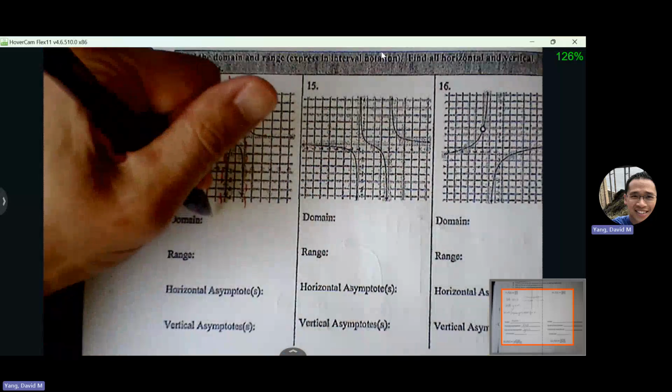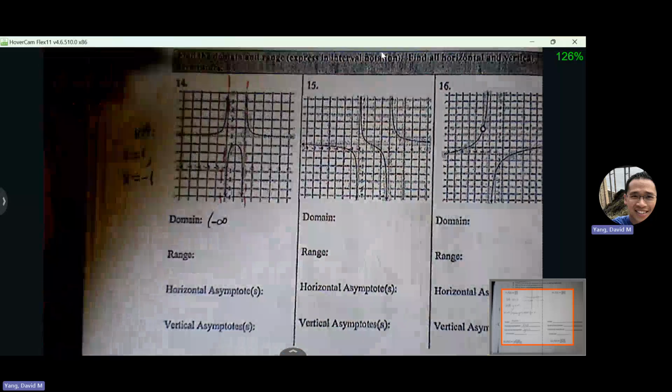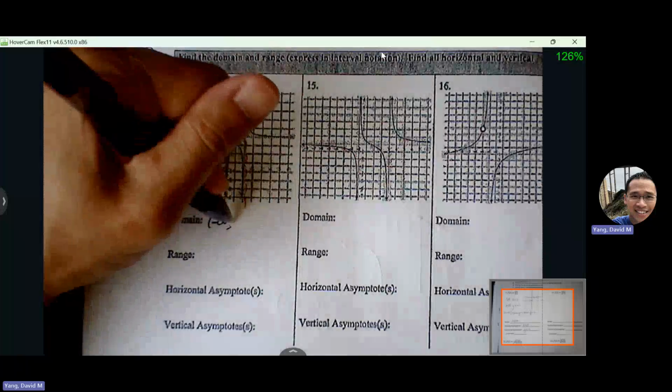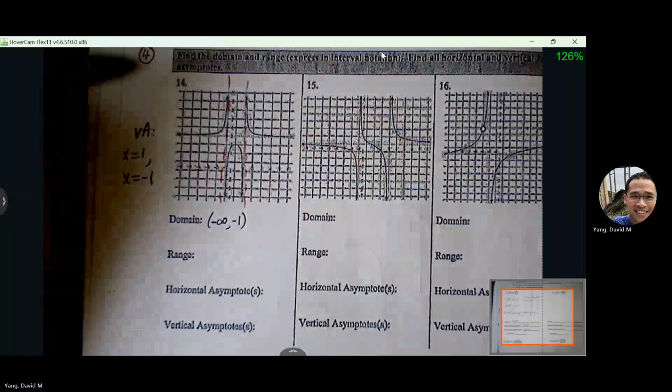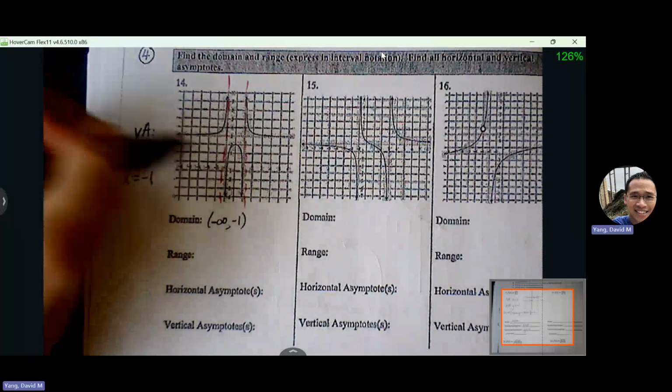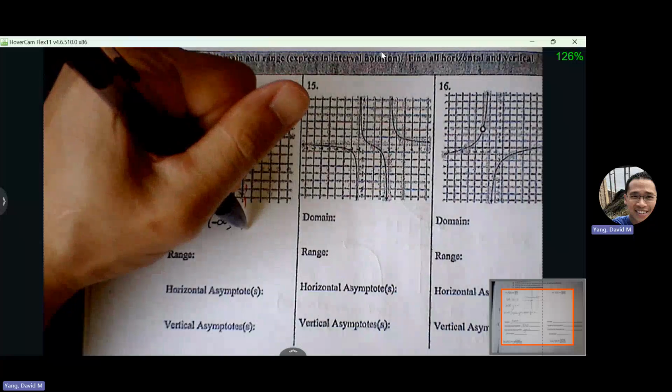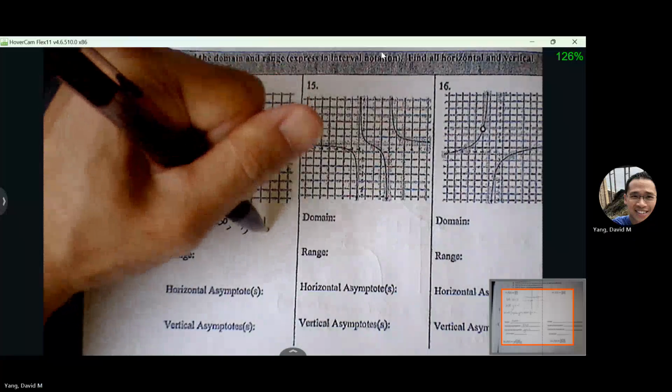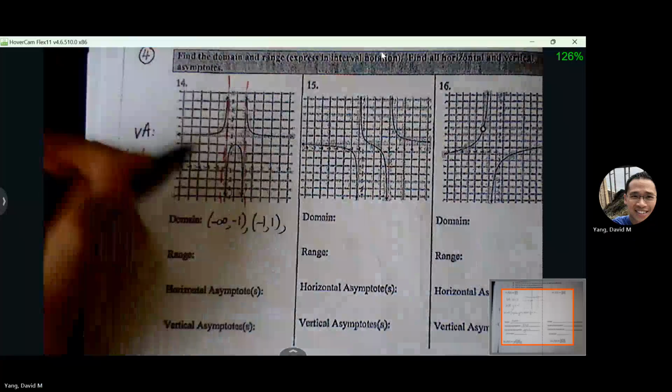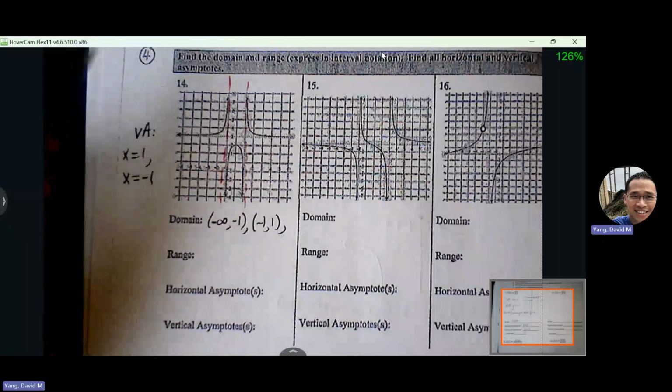So I'm just going to say negative infinity all the way to my first break, which is at -1. And then between -1 and 1, you can do comma or union. And then it's going to pick up again to the right of 1 to infinity.